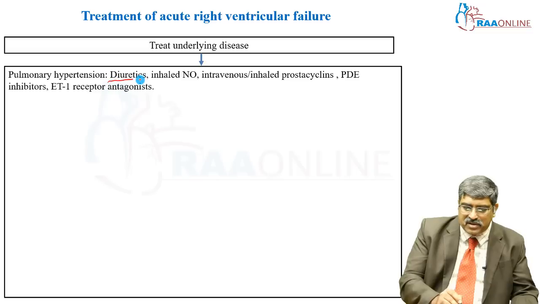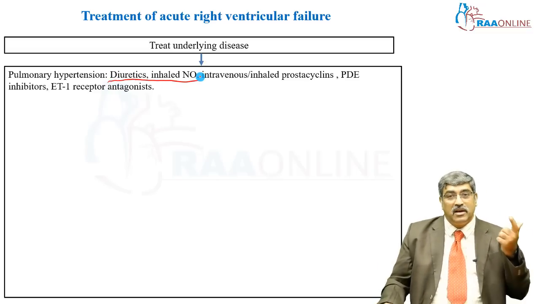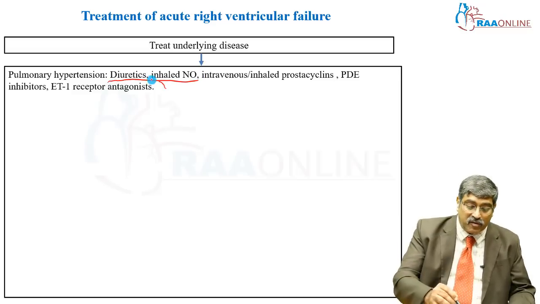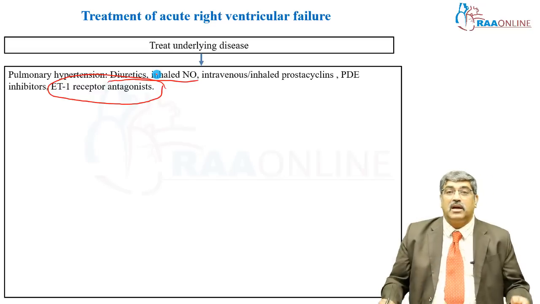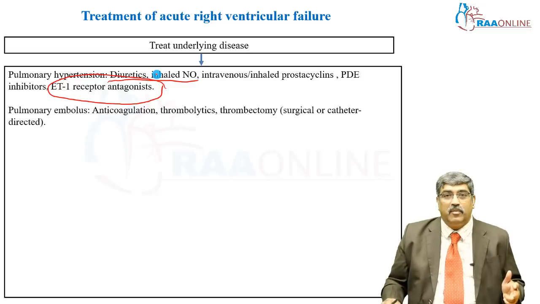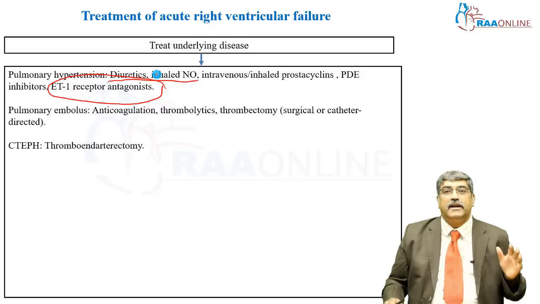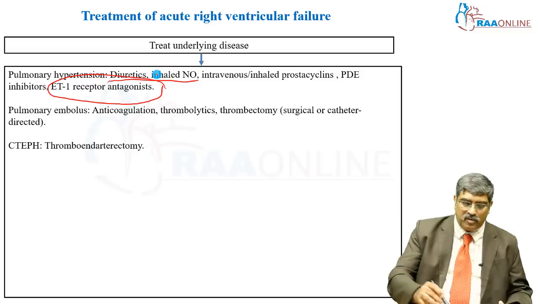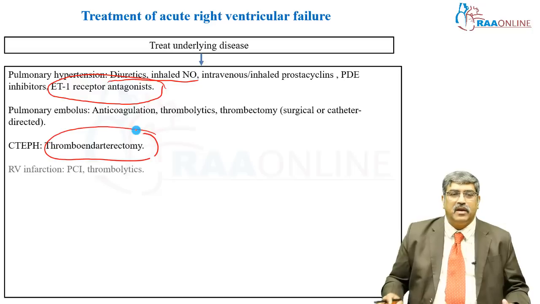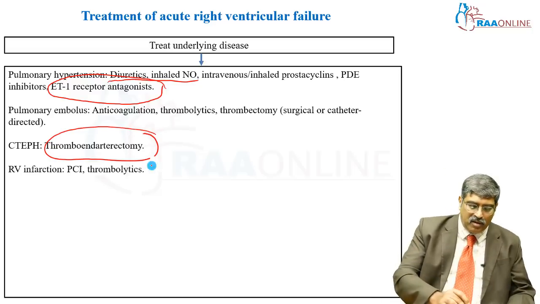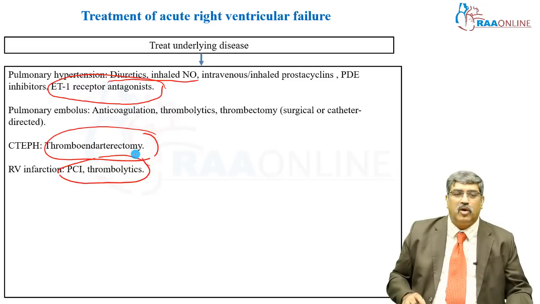If there is pulmonary hypertension, diuretics, inhaled nitric oxide, inhaled or intravenous prostacyclin, phosphodiesterase inhibitor. In case of chronic pulmonary hypertension, bosentan and sildenafil, a phosphodiesterase inhibitor, can be tried. And pulmonary embolism, go for anticoagulation, thrombolytics and thrombectomy, either surgical or catheter. In case of chronic pulmonary thromboembolism, go for thromboendarterectomy. In case of RV infarction due to right coronary artery infarct, go for percutaneous intervention and thrombolytics.